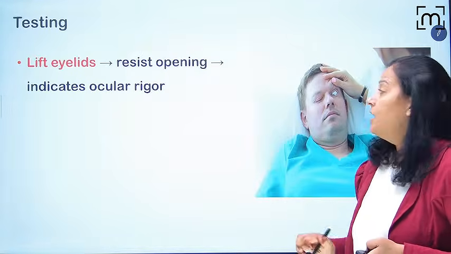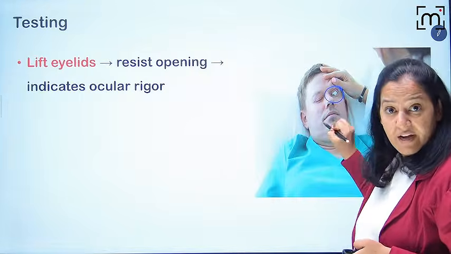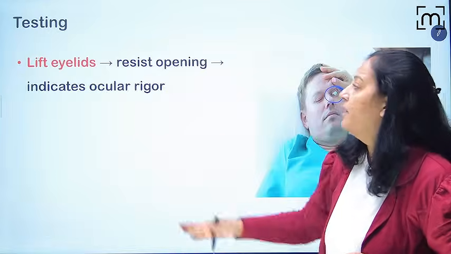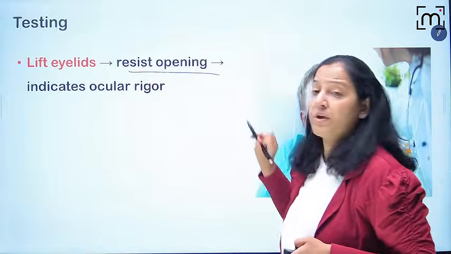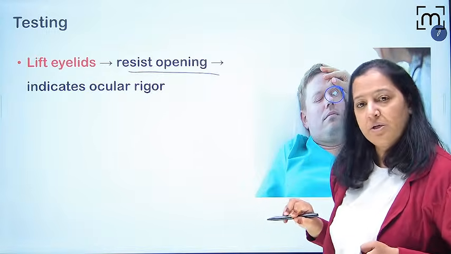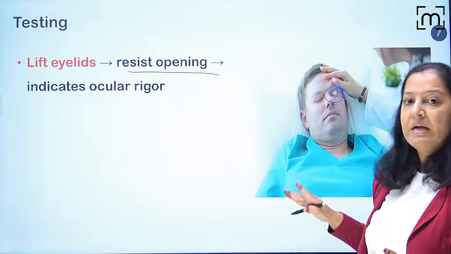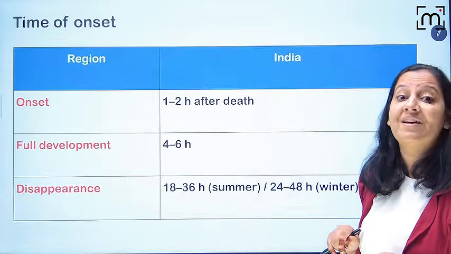How to test it? Try to open the eyelid. If you need resistance to open the eyelid, it means rigor mortis has already developed. So lift the eyelid. If it resists opening, it means rigor mortis has already started developing, or it is fully developed. This is the easiest test for rigor mortis.